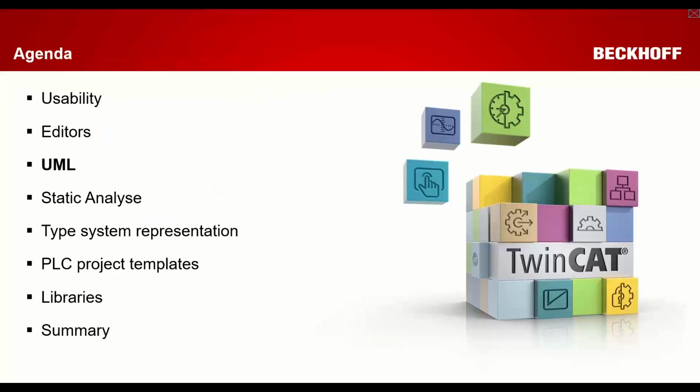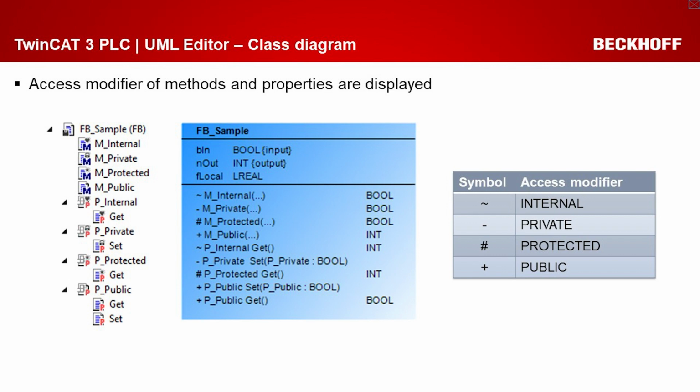And now I would like to give you a short overview about the updates on the UML editor, starting with the class diagram. As you can see here, the access modifiers of the methods and properties can easily be also displayed in the class diagram. Here you can find a list of symbols and access modifiers. So those symbols are shown in the class diagram in the future.